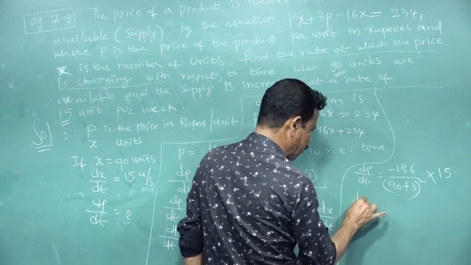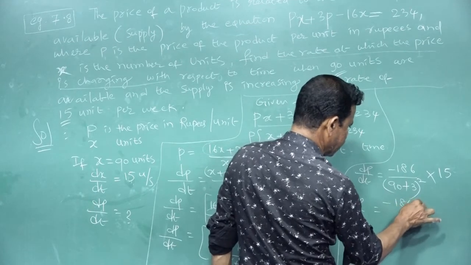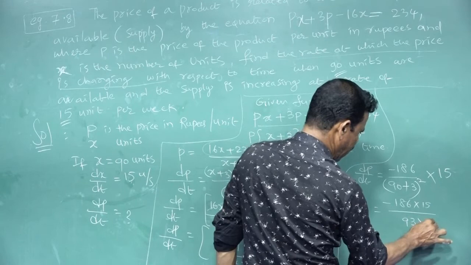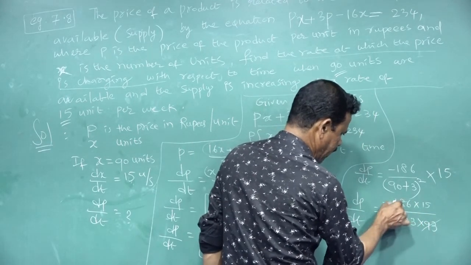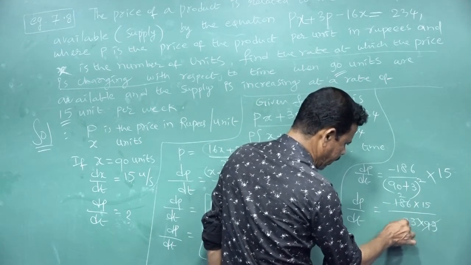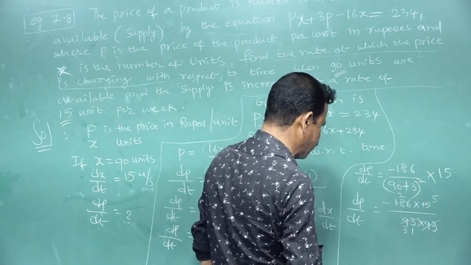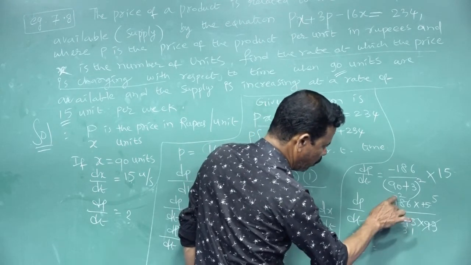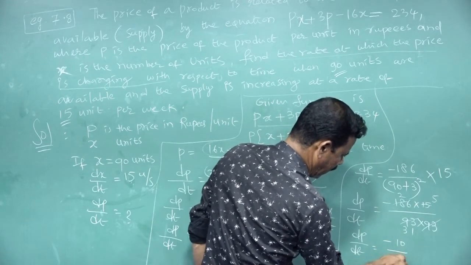So after this calculation, dp by dt is minus 186 into 15 by 93 square, 93 multiplied by 93. So 93 twice here, and after that it also cancels by 3. Next, again cancellation, no more cancellation. dp by dt is equal to minus 2 into 5, that is, minus 10 by 31.